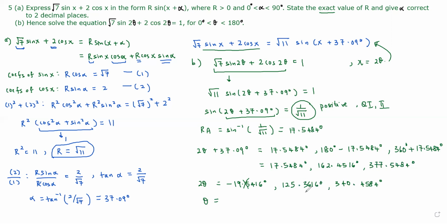125.3616, but we divide by 2, we get 62.7 degrees and 170.2 degrees. All these are between 0 degrees and 180 degrees. So we have 2 solutions.